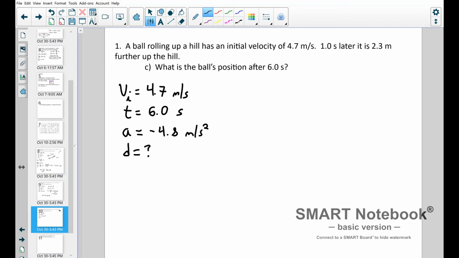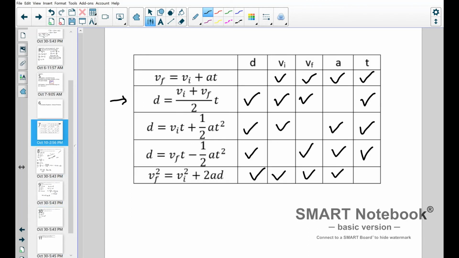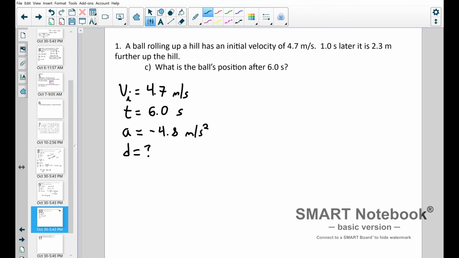And I'm trying to solve for D. So I have Vi, T, and A. I'm looking for D. I know nothing about Vf, so I need to pick the formula that does not involve Vf, which is this one. D equals ViT plus 1/2 AT squared. It's already solved for D, so I don't need to do any algebra to rearrange it.